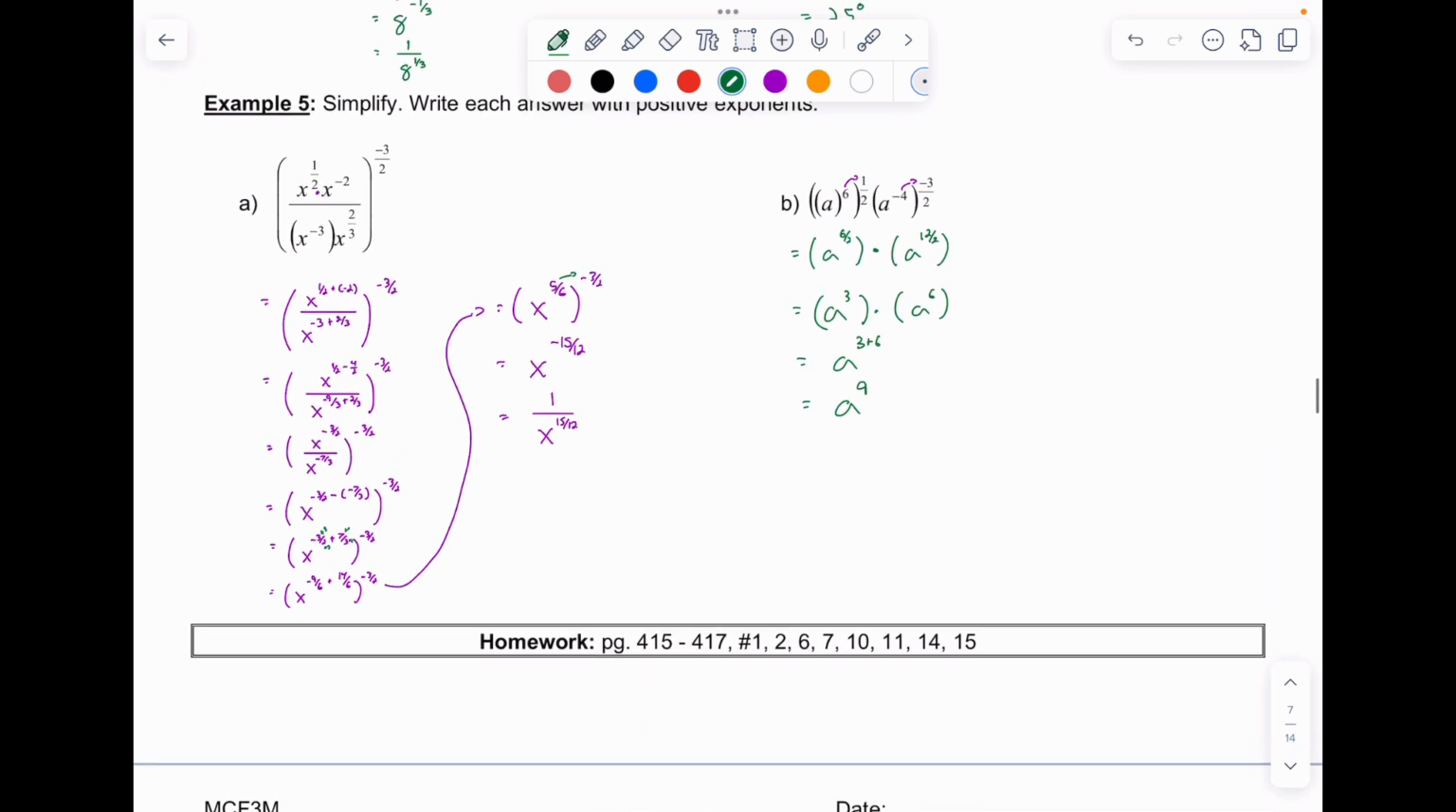So there we go. This takes a lot of work, very easy to make a mistake, so we'll do those practice problems in class together.